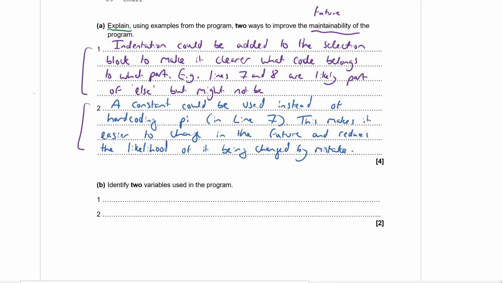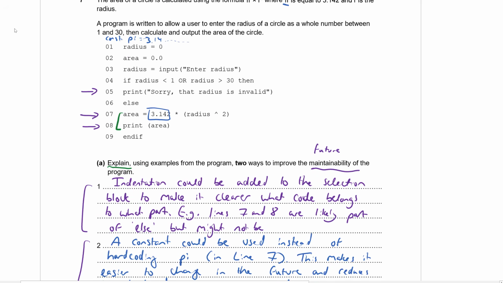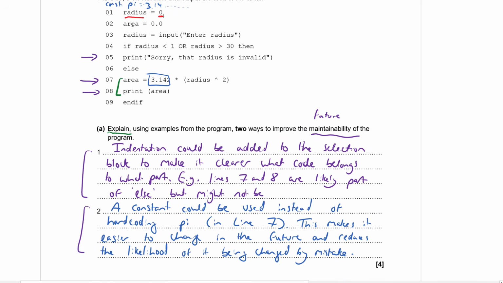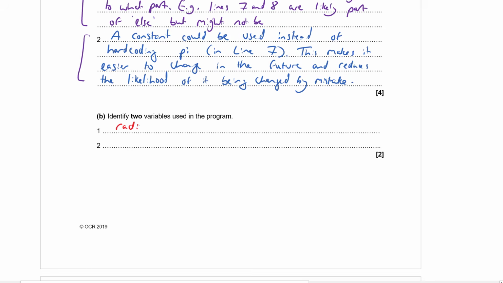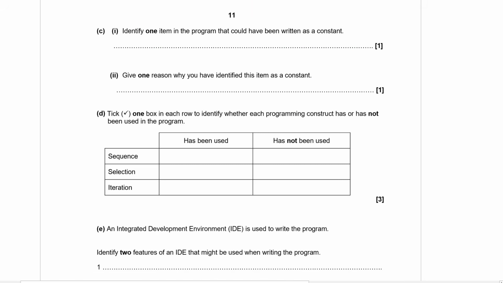Identify 2 variables used in the program. A variable we've used already today is where we have a name associated with a value. So name equals a value, that's a variable. A constant is a variable which can't change. So we haven't got any here, but pi would have been 1. So radius is 1, area is 1, and I think that's it, right? Radius and area. And C, we've again talked about, so whoever wrote this paper, the sequencing is a little bit off. It's a sample after all.